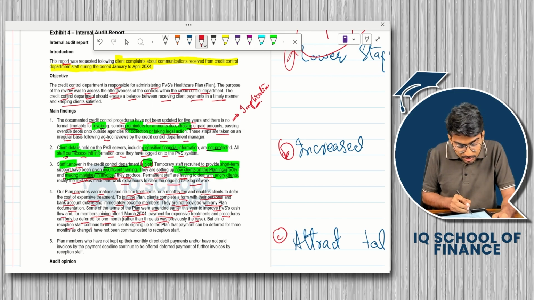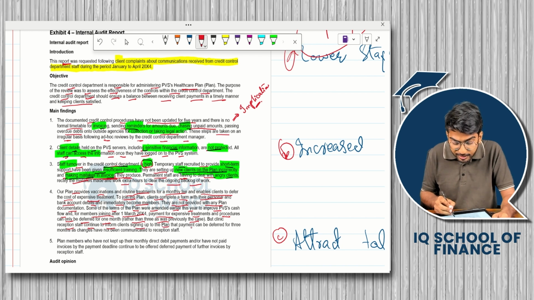But the clinic reception staff could continue to inform the client signing up to the plan that the payment can be deferred for 3 months, as the changes have not been communicated to the reception staff.